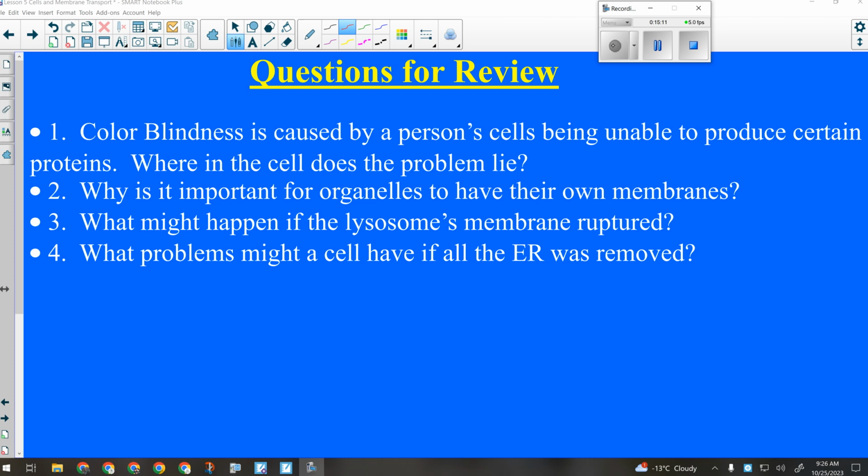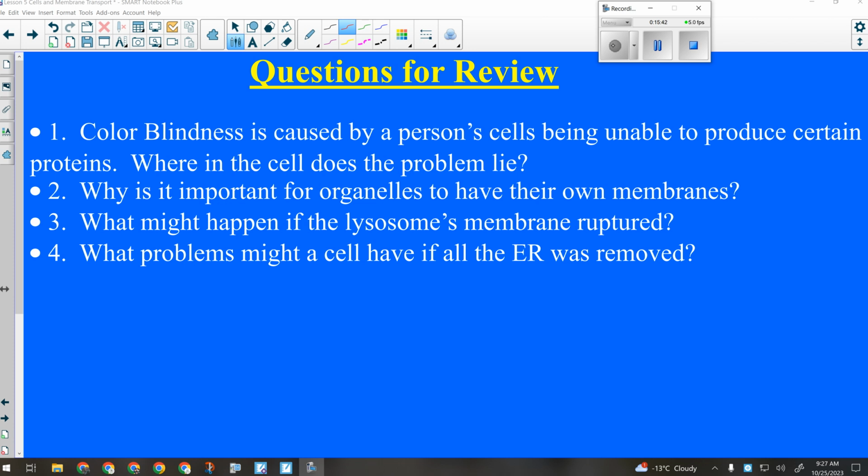All right, number 2, why is it important for organelles to have their own membranes? A big long word starts with C. Compartmentalization. Compartmentalization means they all get an ideal environment to carry out the process they carry out. All right, what might happen if the lysosome's membrane ruptured? It's gonna eat the cell. It'll eat the cell, yeah. The rest of the cell will self-destruct or be digested. Okay, it would certainly be bad.